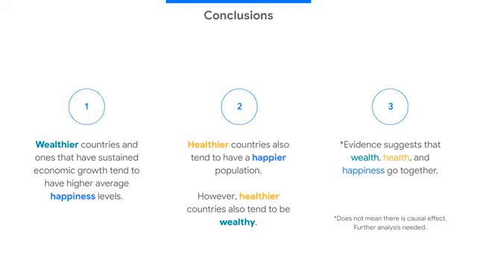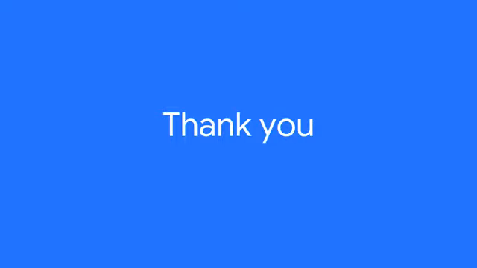It's important to also discuss any caveats or future analysis that needs to be run to answer the questions that may come up based on this analysis. So we have said that the evidence suggests that wealth, health, and happiness all go together, but that does not mean that one causes the other. So there needs to be future analysis to understand any causal effects between them. And then you have your final slide. And this is where questions would come in.